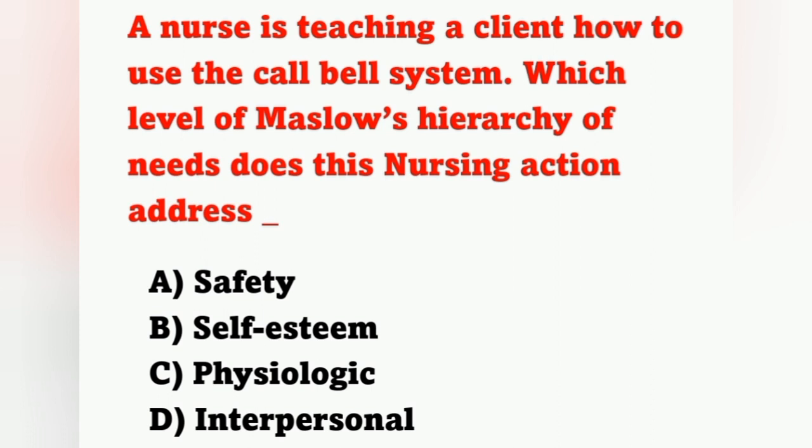A nurse is teaching a client how to use the call bell system. Which level of Maslow's hierarchy of needs does this nursing action address? Options: option A safety, option B self-esteem, option C physiological need, option D interpersonal need. Here the question is, a nurse is teaching the client how to use the call bell system in the patient room. The call bell system is one of the communication processes between the patient and the nursing staff or the other staff.